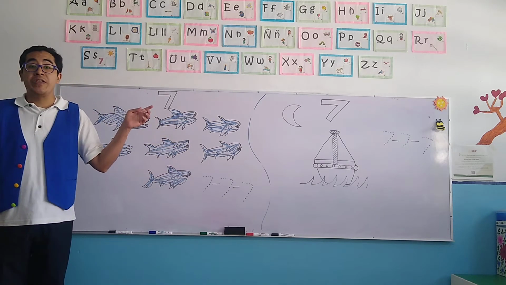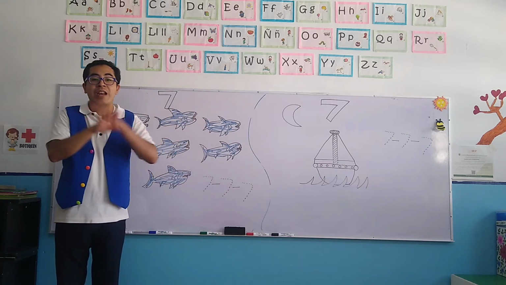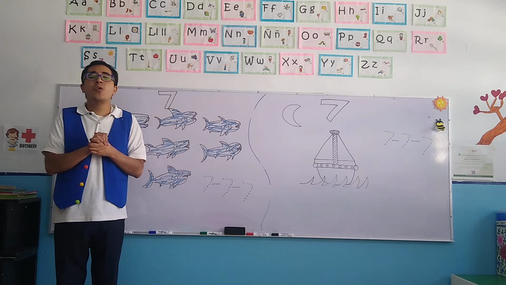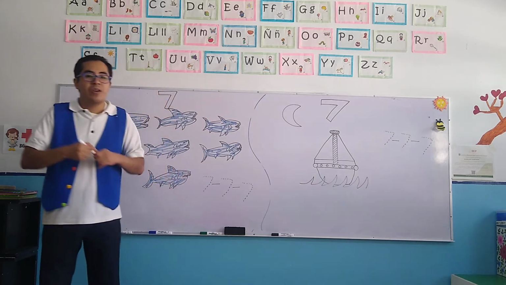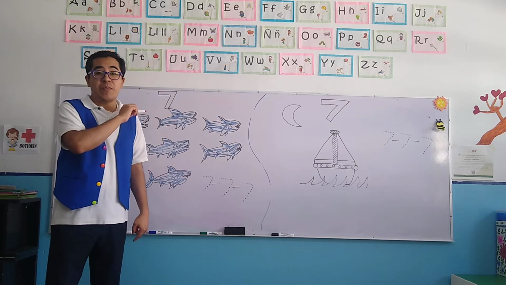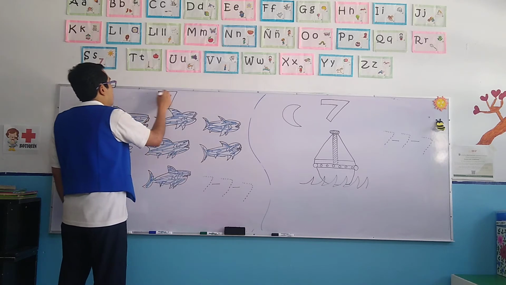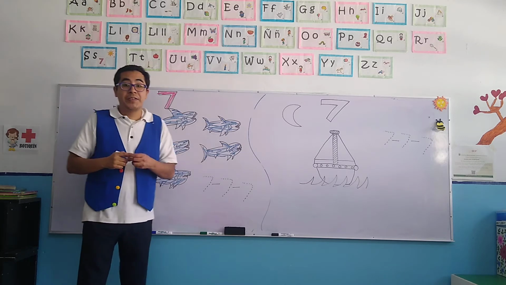Let's continue with the number 7. Again, for the number 7, you can use any color that you want. In my case, I am going to use color red. Color red for the sharks, okay? Once you have it, let's start painting, and don't forget to repeat the name of the number. Number 7. Number 7. Excellent.